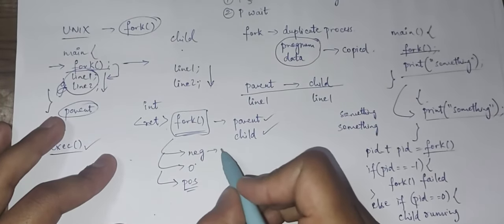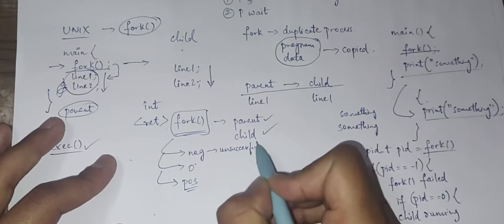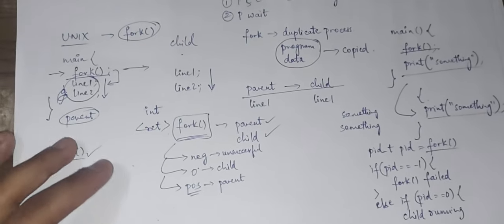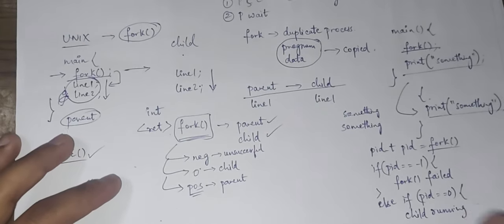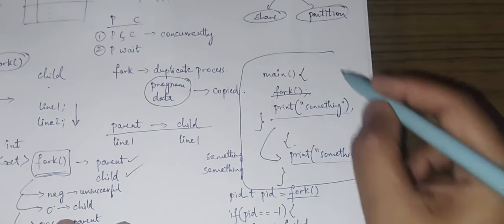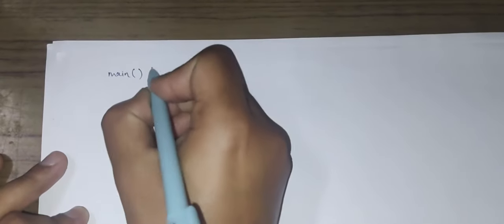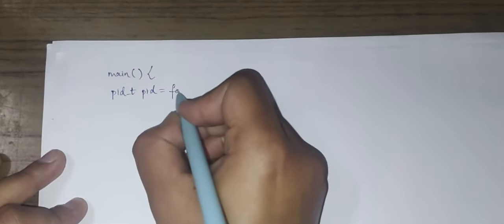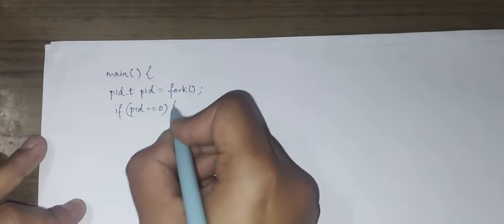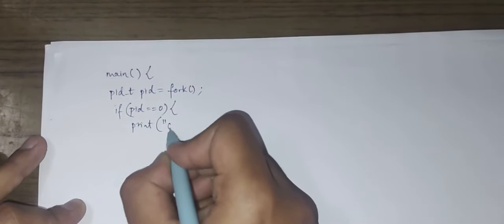So there are three values which can get returned. One, negative, which is an unsuccessful fork operation. If it returns zero, that means we are currently running the child. And if it is positive, it means we are running the parent. Now, let's say fork was called and you want to see which function is running first. So we'll consider the same function, let me take a different one. So we had this main function, and we called this fork. Let's say we called fork, and we'll see if this is zero. That means it is the child. Let's go ahead and print child. So this means the child got executed.